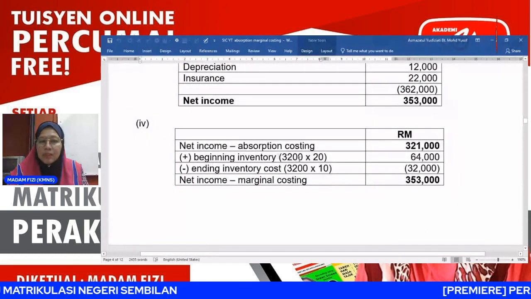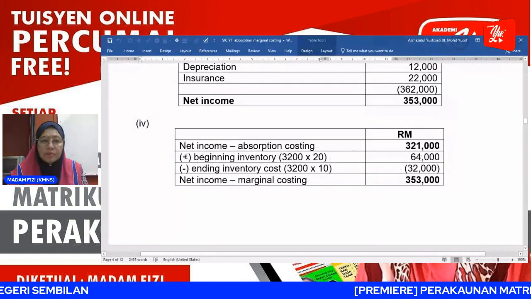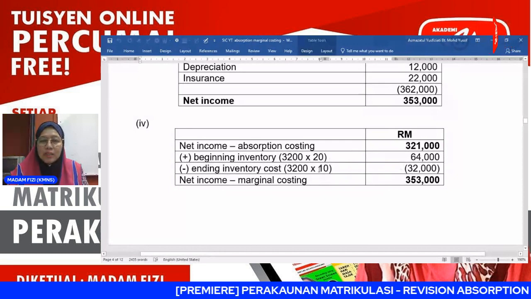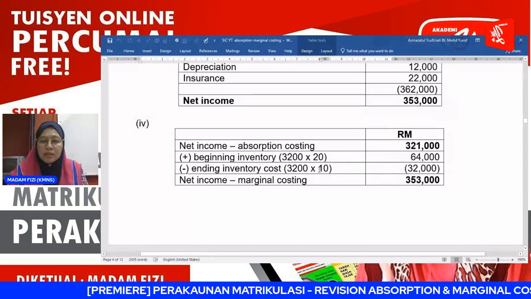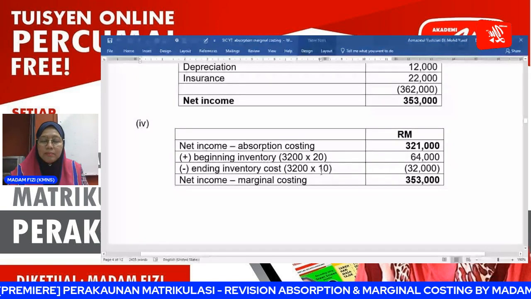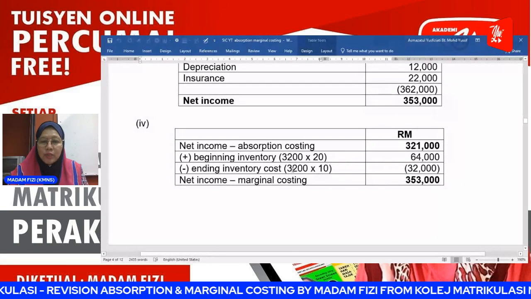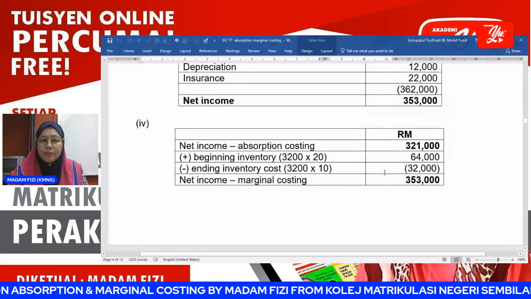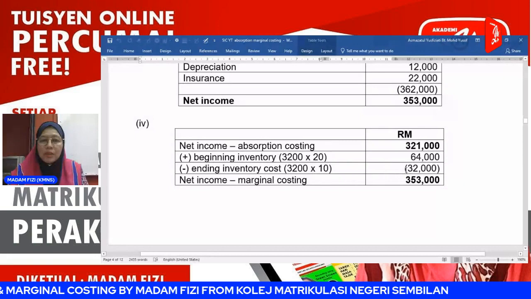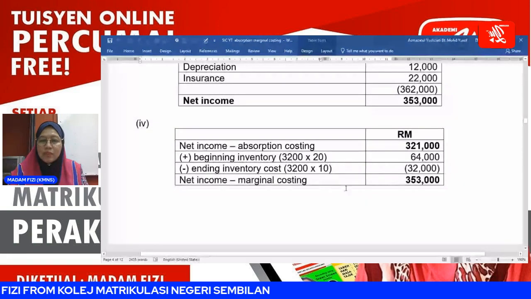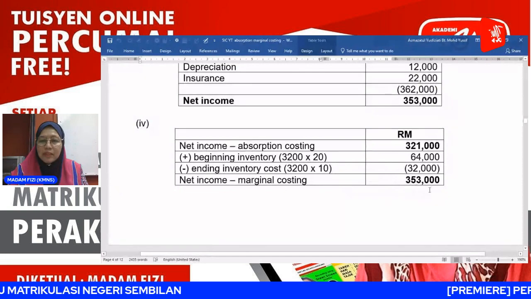The beginning inventory equals 64,000 minus ending inventory cost. The ending inventory unit is 10 units, multiplied by fixed cost per unit 3,200. So you minus 32,000. It must be equal to the net income of marginal costing, 353,000.